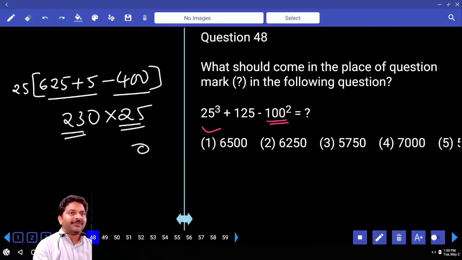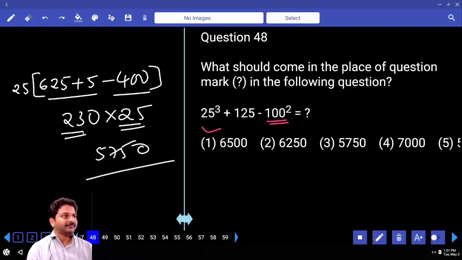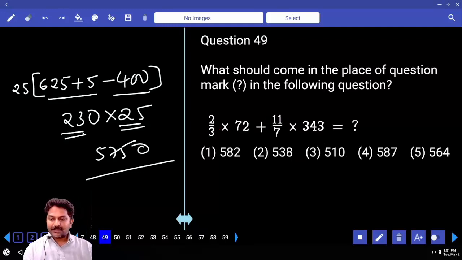23 into 25. Product of consecutive numbers: middle number square minus 1. 576 minus 1. 575. Followed? Right.